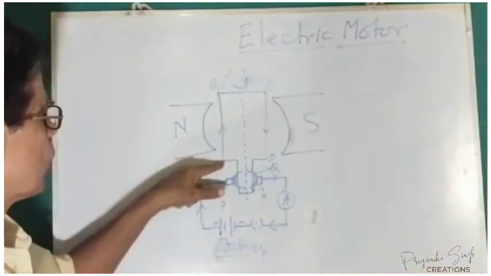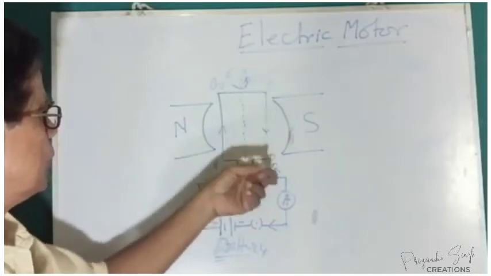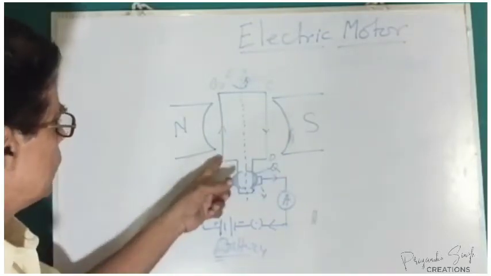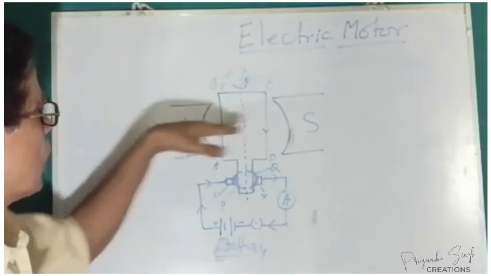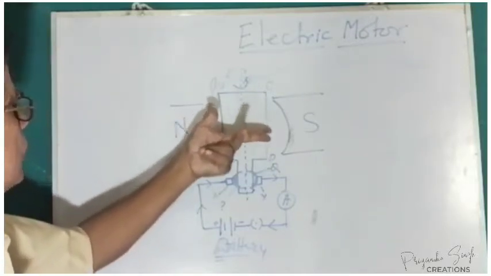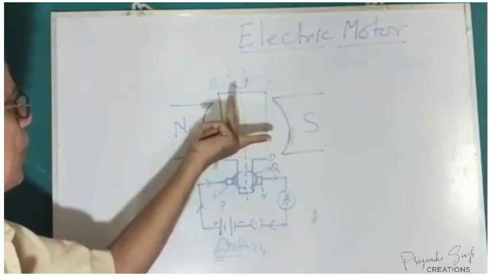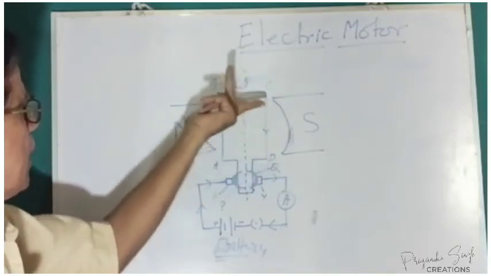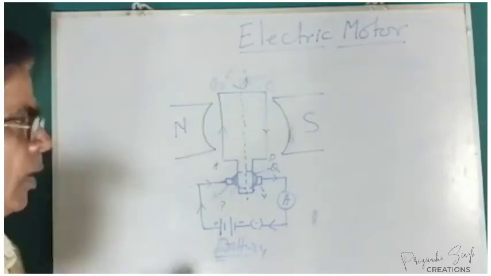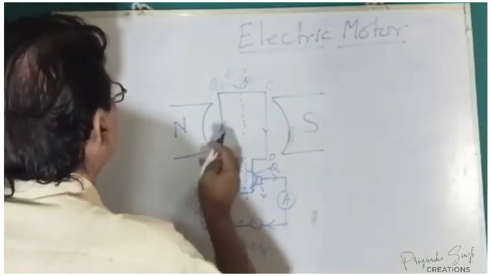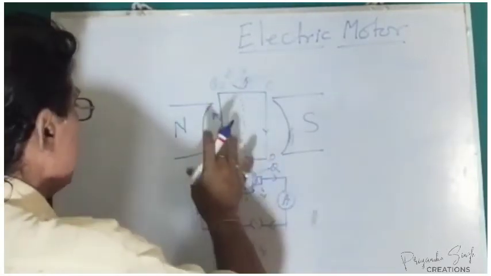Suppose current is passing through A to B and through arm C to D. What will happen? Here the magnetic field direction is from north to south, and the current is passing like this. What will happen? The arm AB will move towards the direction of the thumb, meaning it will move in the downward direction of the plane.